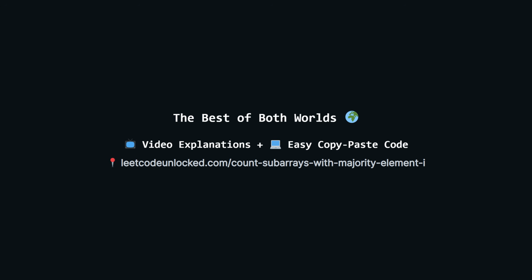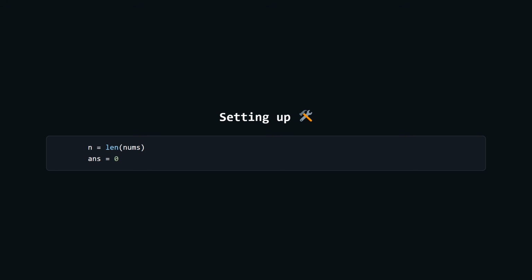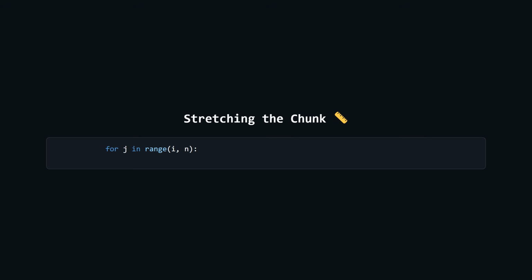Now, back to the code. First up, we get the total length of our list, and we set up an answer variable to keep track of how many valid chunks we find. We use an outer loop to pick the starting position for our chunks. For every new starting spot, we reset our running score, called count, back to 0. Inside that, we have an inner loop. This loop stretches the endpoint of our chunk forward, one item at a time, starting from our current start point.